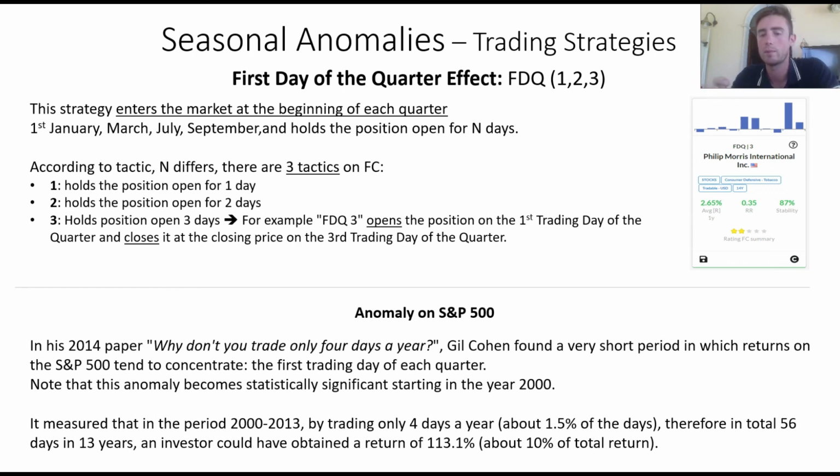It measures that in the period 2000-2013, by trading only 4 days a year, which is about 1.5% of the days, therefore in total 56 days in 13 years, an investor could have obtained a return of 113%, about 10% of total return. This is another example of anomaly: in only 1.5% of the days, obtaining about 10% of total return instead of just 1.5% as expected.